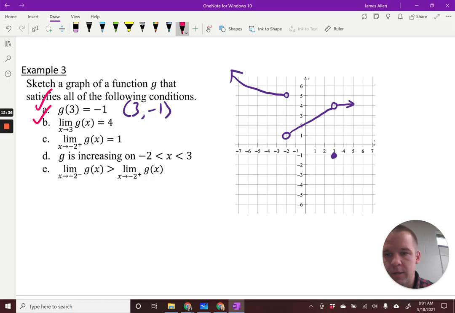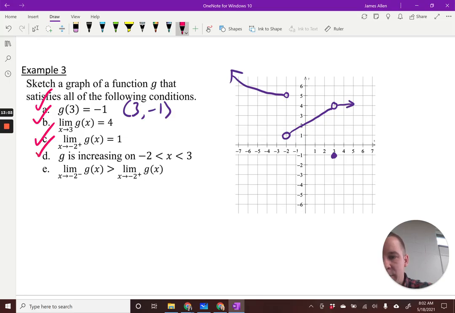Part C. The limit of g of x as x approaches -2 from the right is +1. So from the right is right here. It's hitting +1 for my y value. We're good there. G is increasing from -2 to +3 for my x values, right? I am increasing along that stretch. It's going up. Cool. That's good.